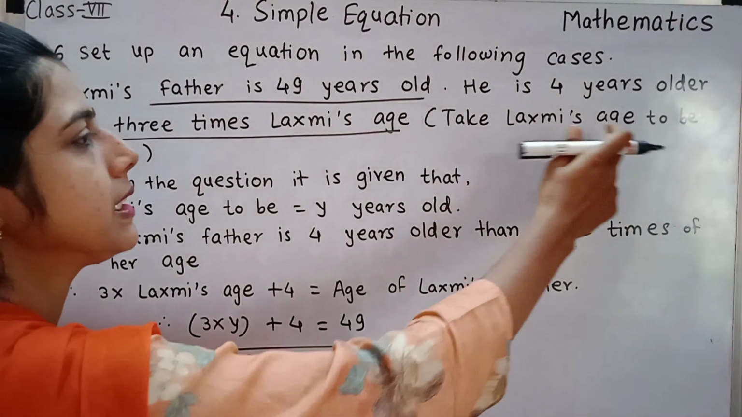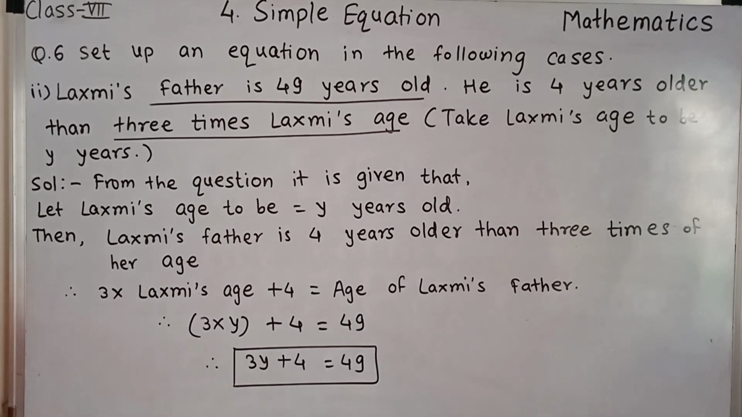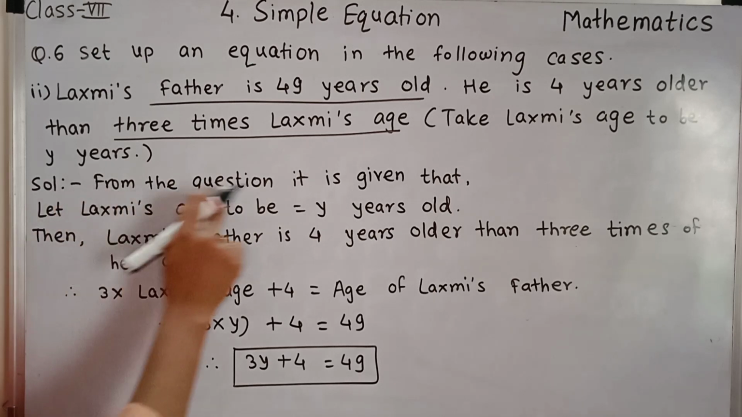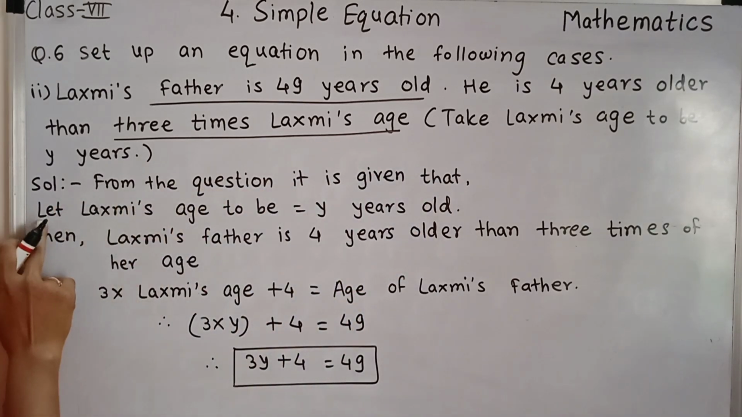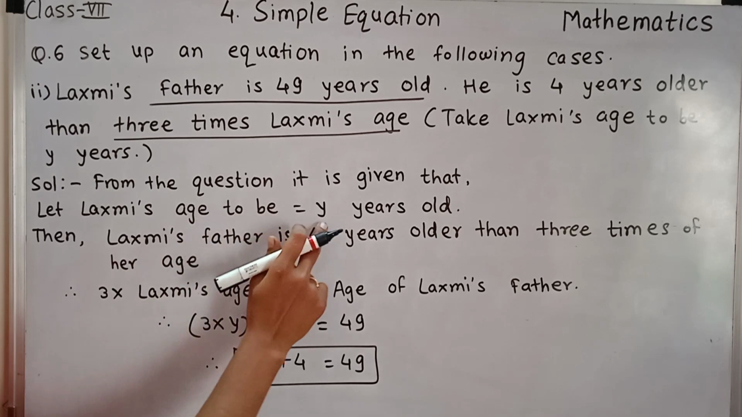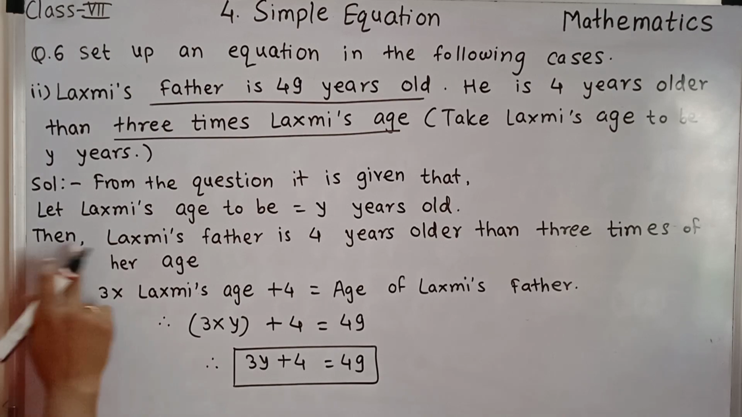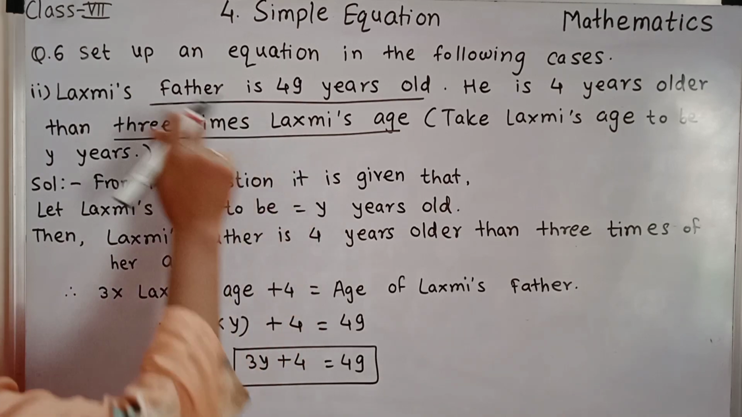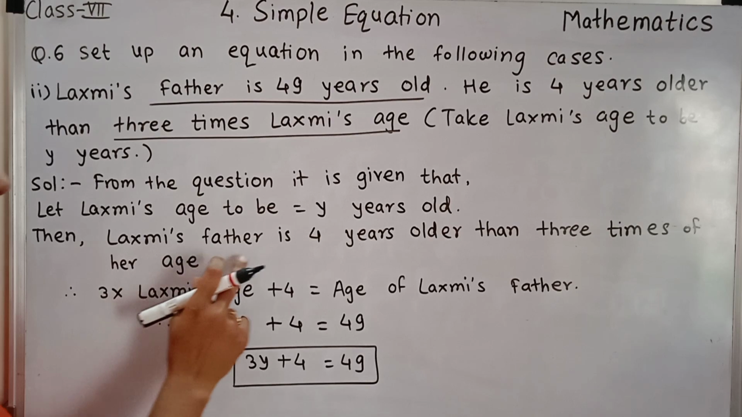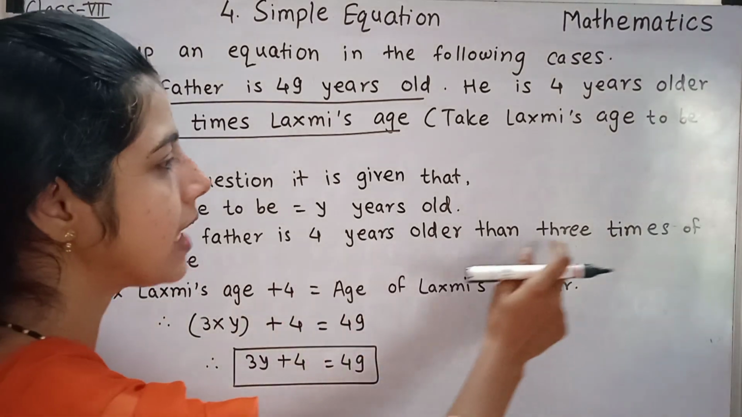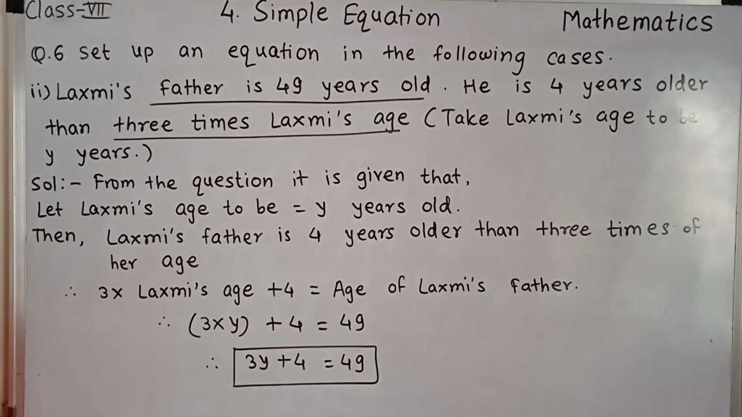So take Lakshmi's age to be y years. Whatever is given in the example, we should write it first of all as a given thing. So from the question it is given that, let Lakshmi's age be y years old. Okay, this is given to us, no need to think hard here. Then Lakshmi's father is 4 years older than 3 times her age.